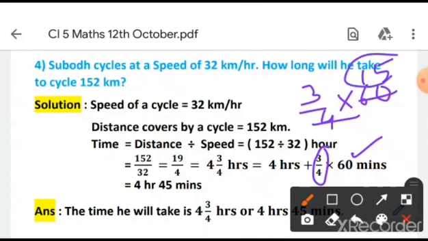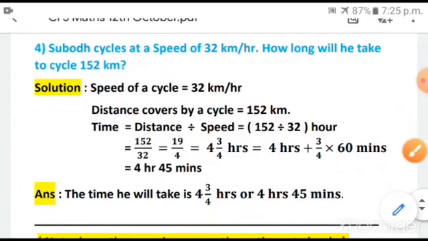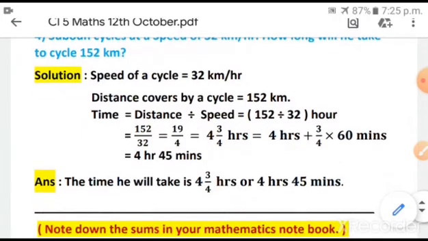Now you multiply 15 into 3, that is 45. So you write 4 hours, that is the whole number part will remain as it is, 4 hours 45 minutes. That is 3 by 4. 4 whole 3 by 4 means 4 hours 45 minutes. So you are going to write the answer. The time he will take is 4 3 by 4 hours or 4 hours 45 minutes.